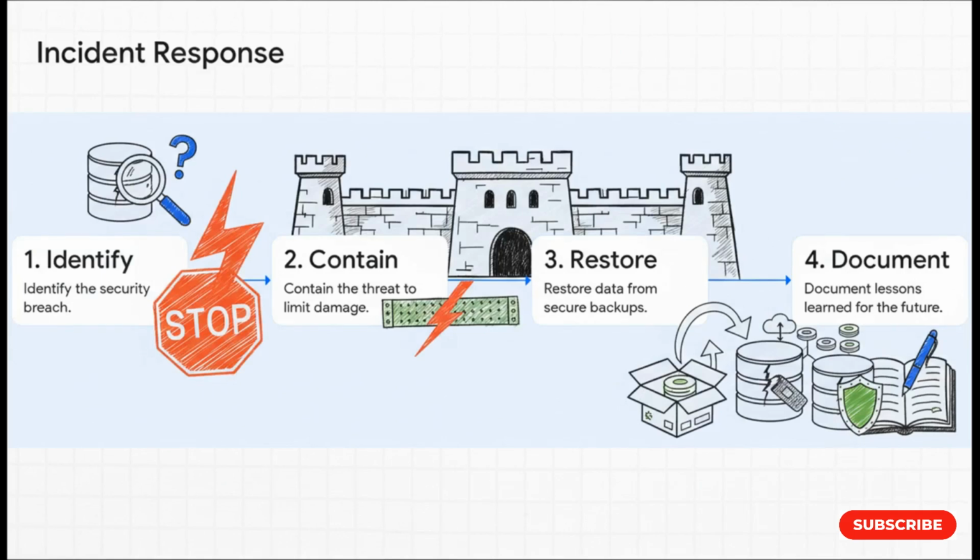So when that worst-case scenario does happen, it's not chaos. There's a formal plan, a playbook. Step 1, figure out what happened. Step 2, contain the damage, stop the bleeding, fast. Step 3, restore everything from those safe backups. And finally, maybe most importantly, you document everything you learned so you can make the fortress even stronger and prevent it from ever happening again.